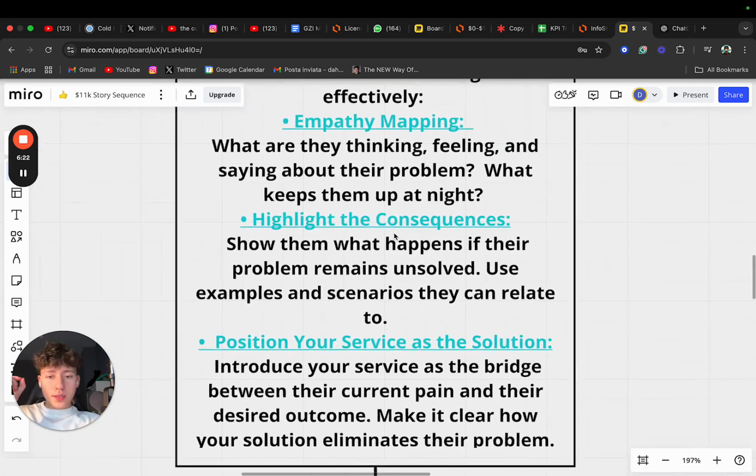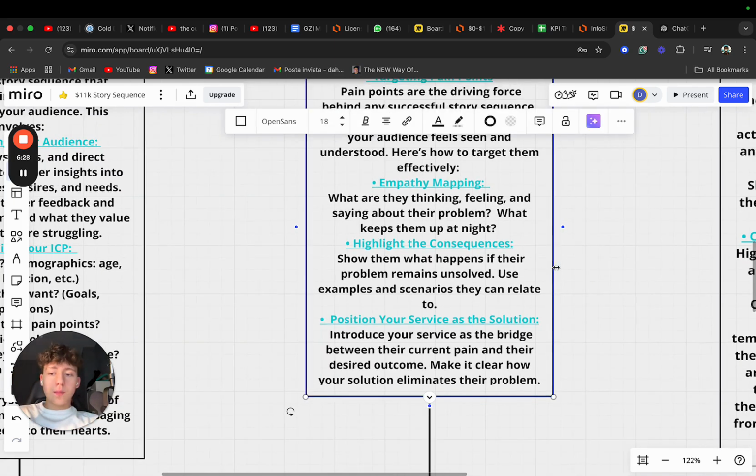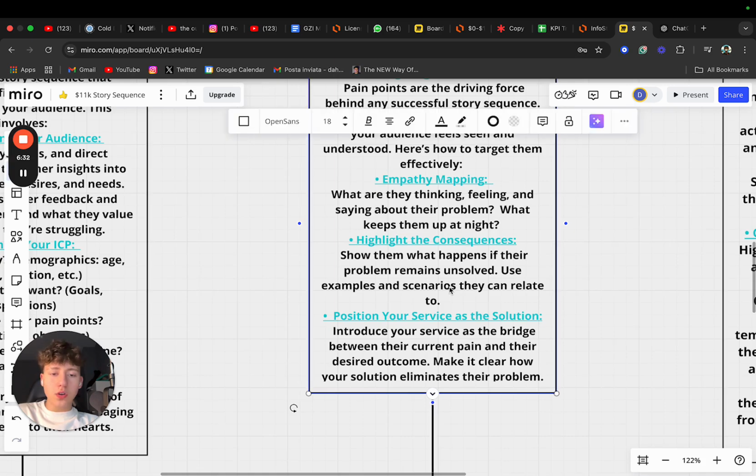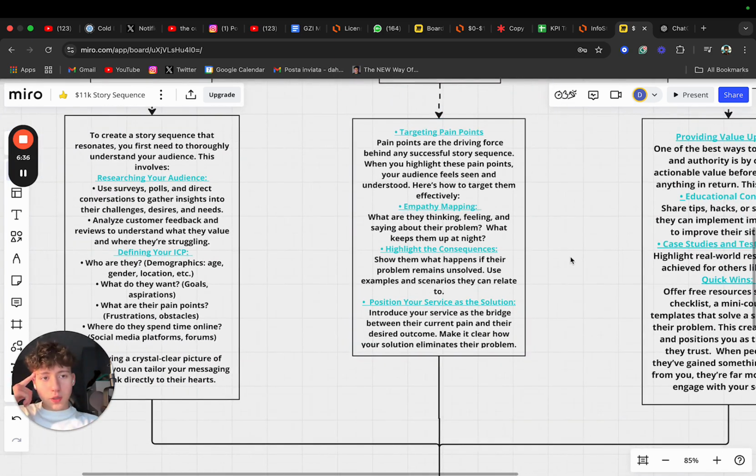Highlight the consequences. Show them what happens if their problem remains unsolved. Use examples and scenarios that they can relate to. This is the exact same thing when you hop on sales calls. You gotta do these things, bro, because if you don't know these things, how are you supposed to make them buy?